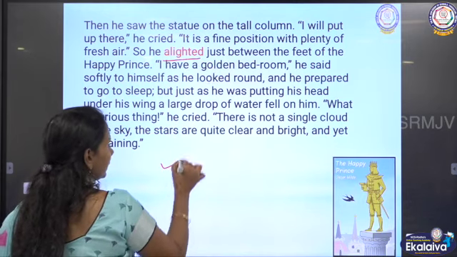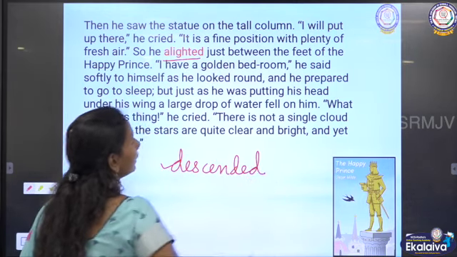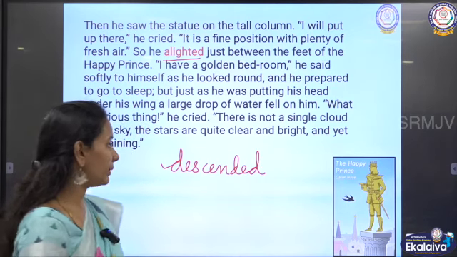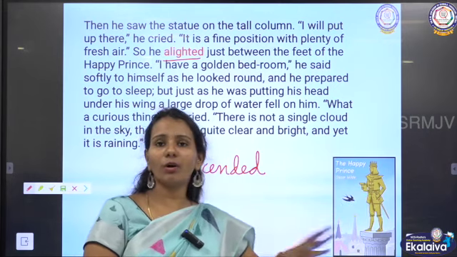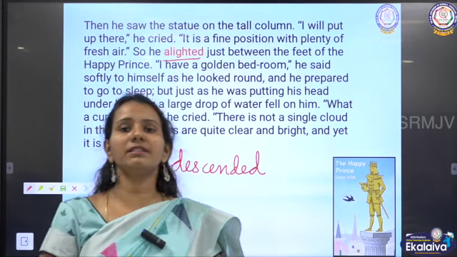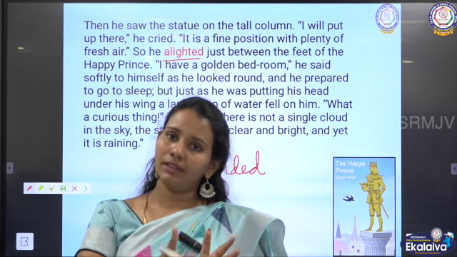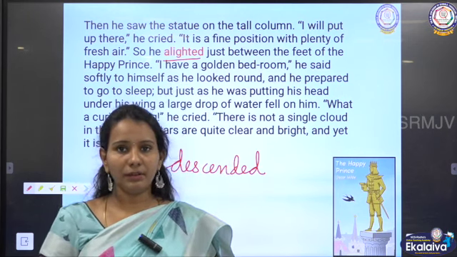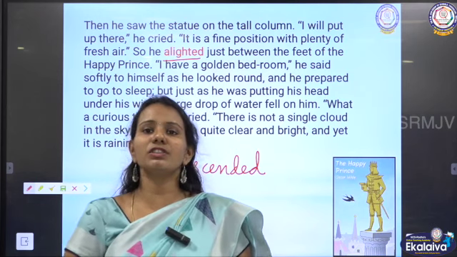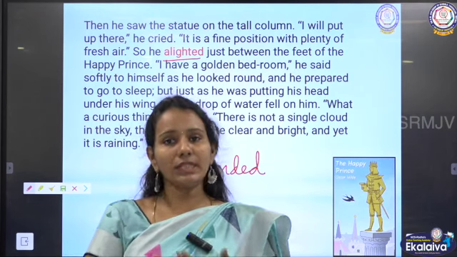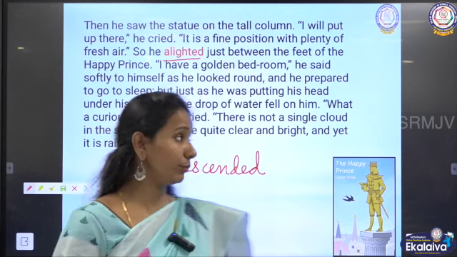He descended in between the feet of the happy prince. So he decides to stay in between the feet of the happy prince, and on landing there he makes a remark that he has got a golden bedroom. Why? Because the happy prince was gilded. Okay, he was covered with gold, and his bedroom happens to be something which is made out of gold. So he says that he is going to sleep in a golden bedroom.